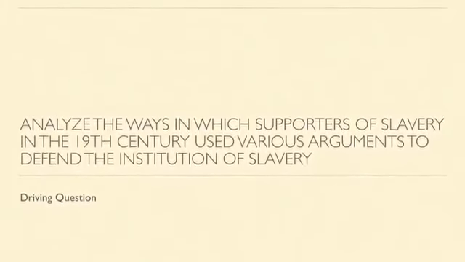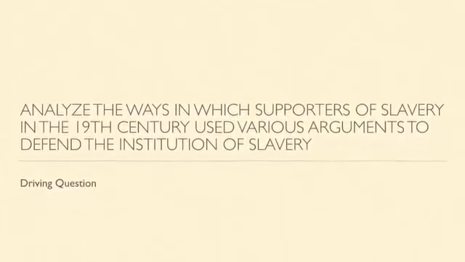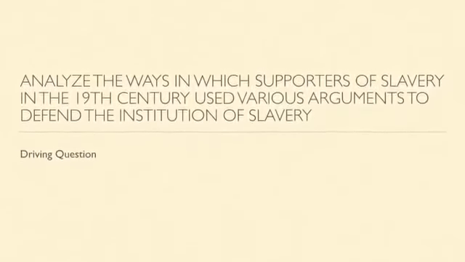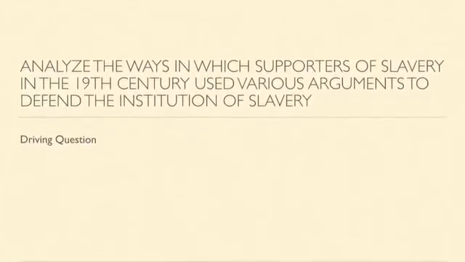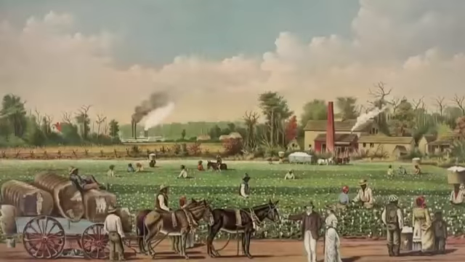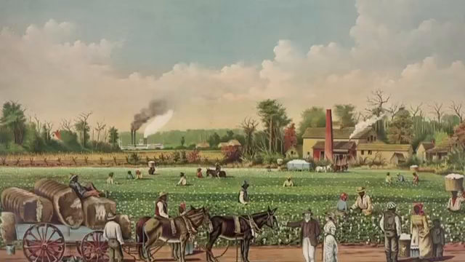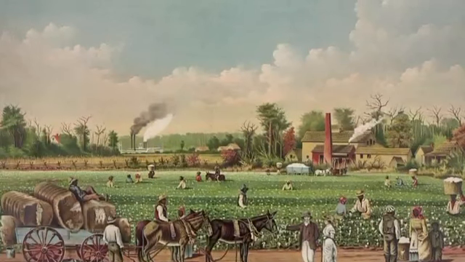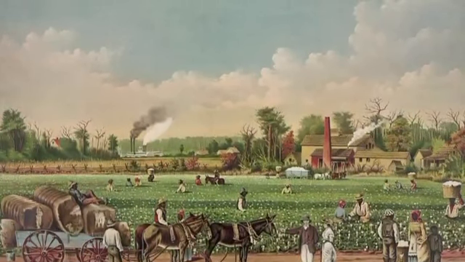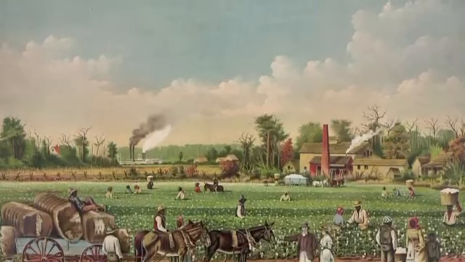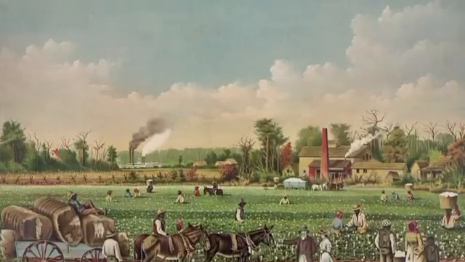Our driving question asks us to analyze the ways in which supporters of slavery in the 19th century used various types of arguments to defend the institution of slavery. There were many ways in which people defended slavery back then. They defended it for religious reasons, social reasons, economic reasons, legal reasons, and political reasons. The three most important reasons that they defended it for were economic, religious, and legal.